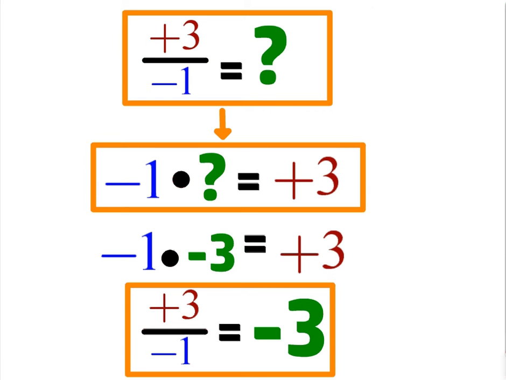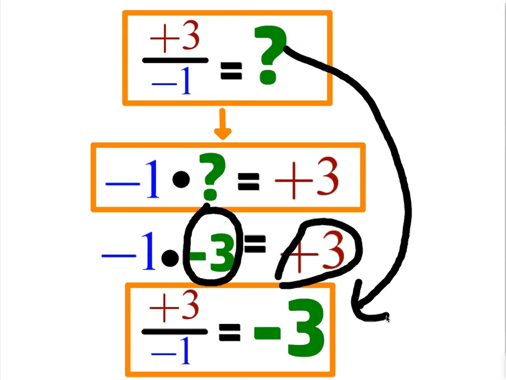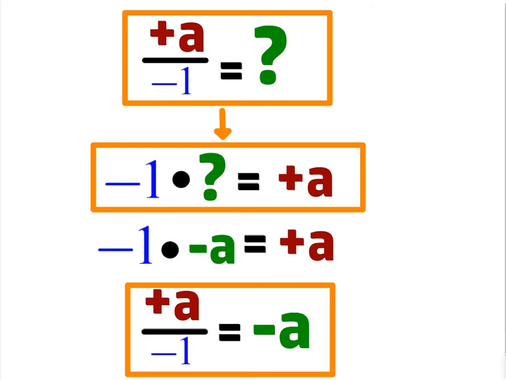The same can go for positive 3 divided by negative 1. We know that negative 1 times negative 3 gives you a positive 3. So therefore the original answer to our question must have been negative 3. So we're starting to see that a positive divided by a negative gives you a negative back.